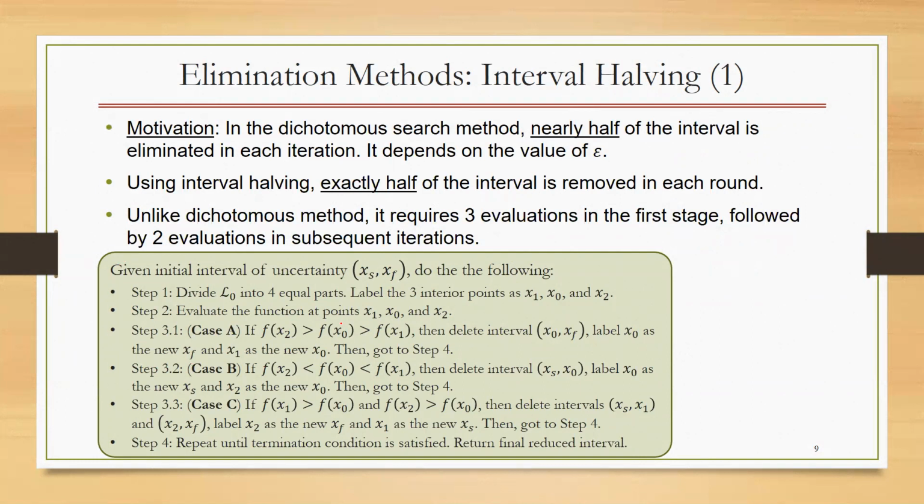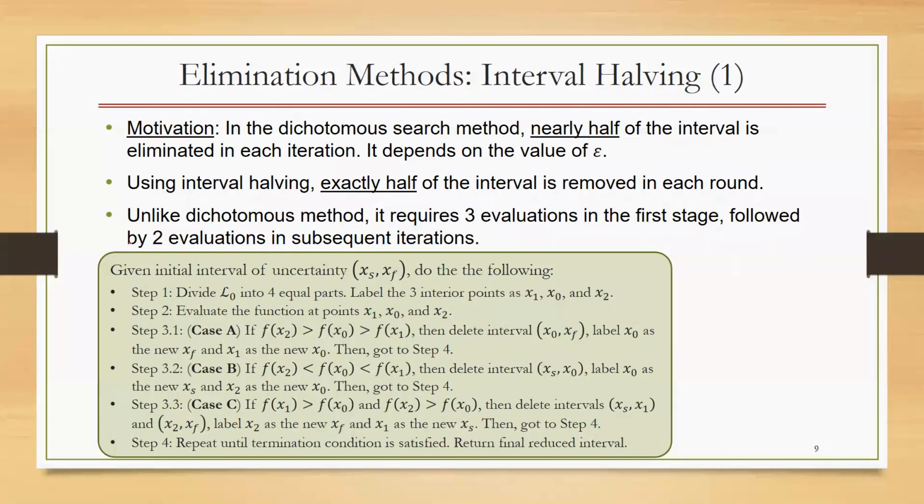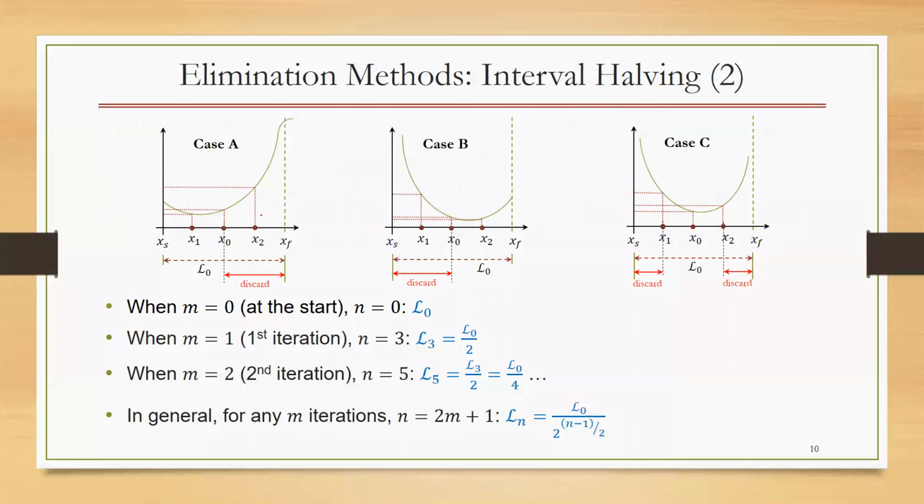Okay, so what are the 3 cases? Case 1 says that if f of x2 has a functional value greater than that of f of x0, and f of x0 is also greater than f of x1. Let's see if this is true. This guy is greater than this guy, which is also greater than this. So this is case A, yes. If this is the case, we can guarantee that the optimal point will not be in this interval. And it is true, you see it's somewhere over here. So we can just remove this, and we're removing exactly half. There is no epsilon here, so exactly from x0 to XF is just discarded. Okay, so this is case 1.